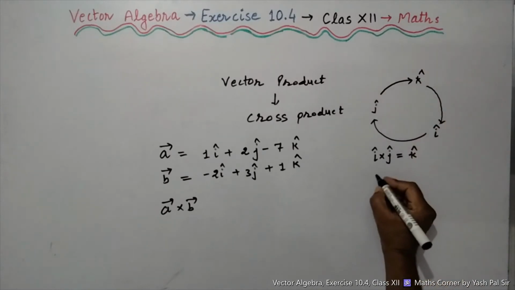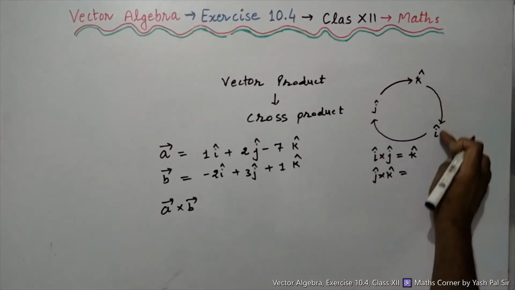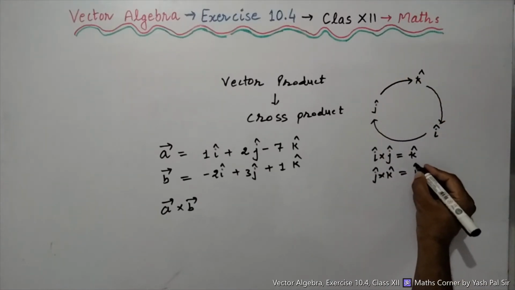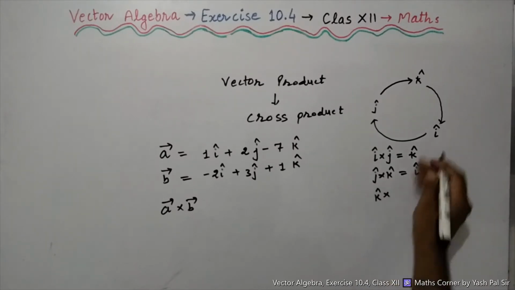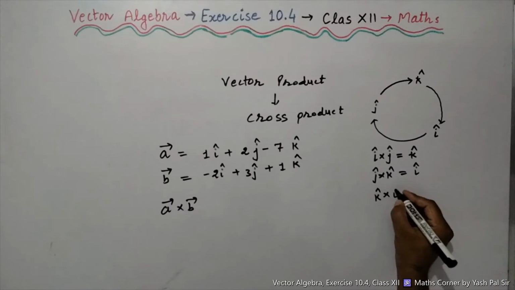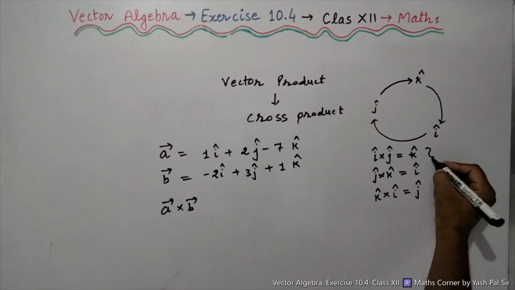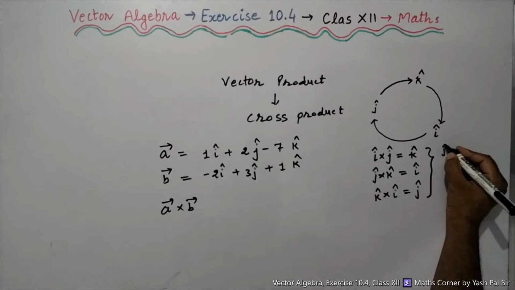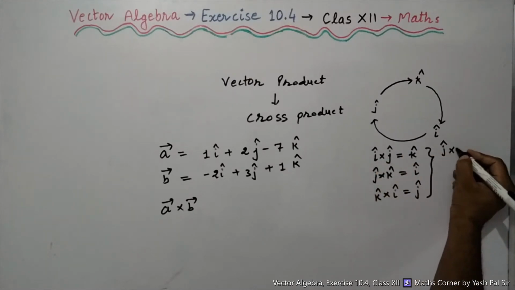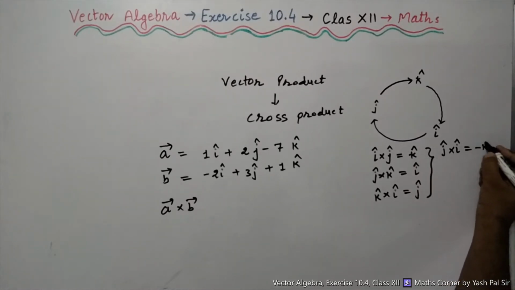J cross K, the answer will be the unit vector I. Starting with K, K cross I will be equal to J. Similarly, if we take the reverse order, that is, J cross I, then we write negative K, a negative unit vector.